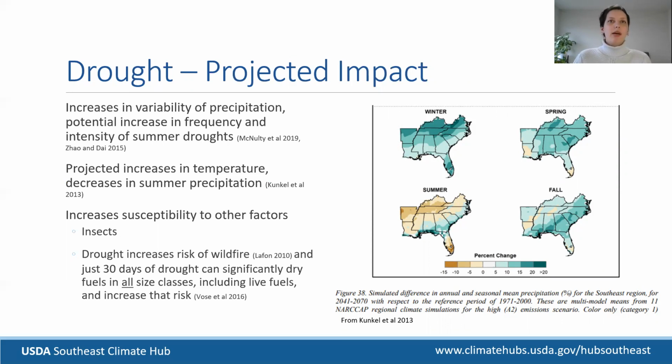Drought not only impacts the growth of trees, as I discussed earlier, but it also increases the susceptibility to other threats like insects and wildfire. In fact, just 30 days of drought can dry fuels in all size classes, including living fuel, and increase the risk of wildfire. Also, severe drought stresses trees and reduces the ability of a tree to defend itself against bark beetle attacks. So mortality from insects can increase following drought as well.